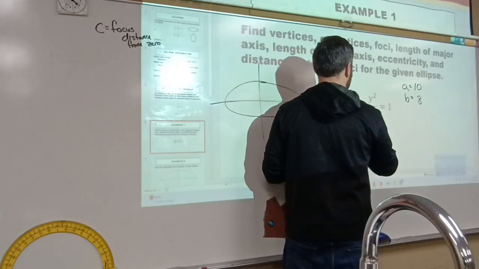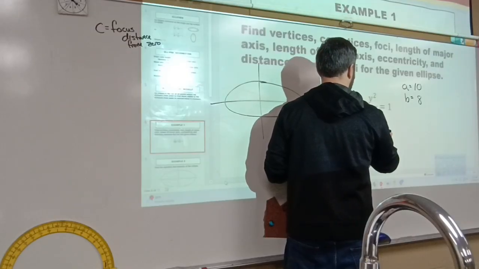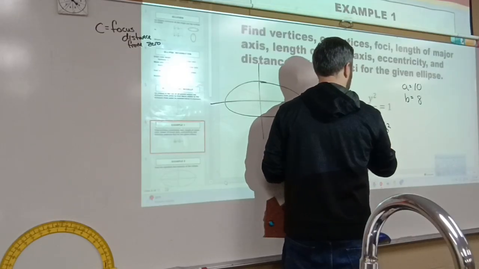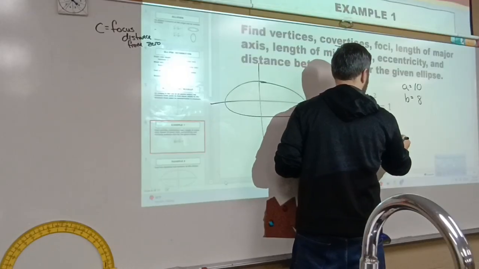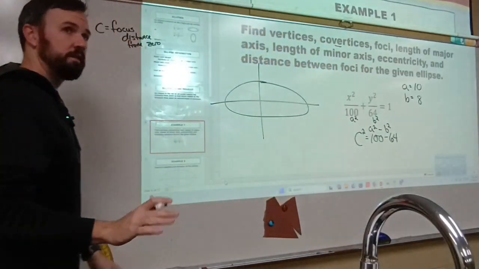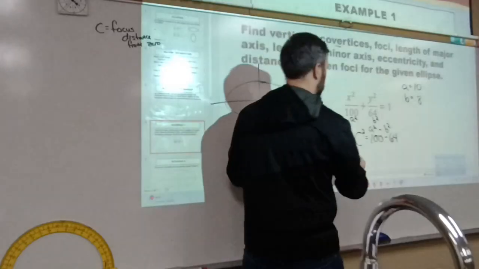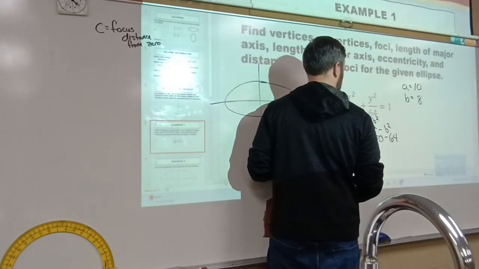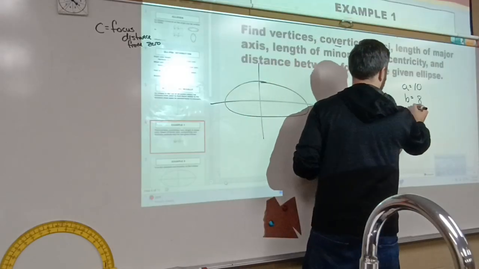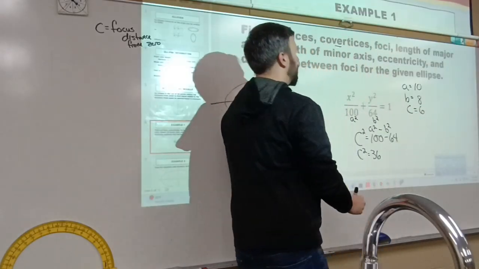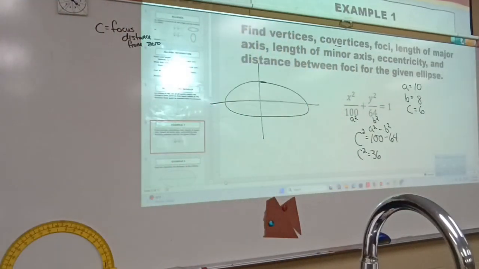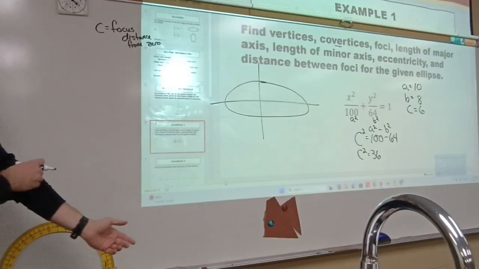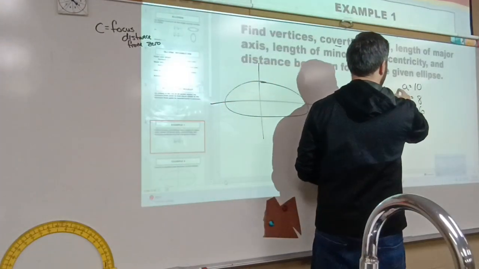Now, how do I find c? Isn't c squared equal to a squared minus b squared, right? So 100 minus 64, correct? So what's c squared equal to? 36. So what's c going to be? 6. Once you find those 3 values, can I find all that stuff they're asking for? Yeah. Once you know a, b, and c.